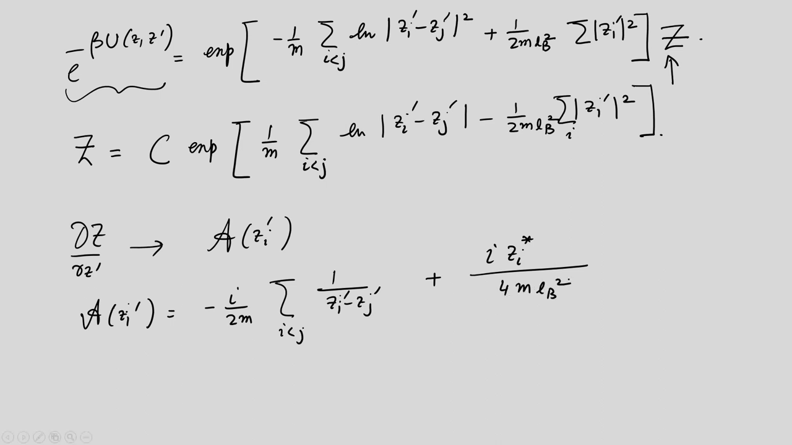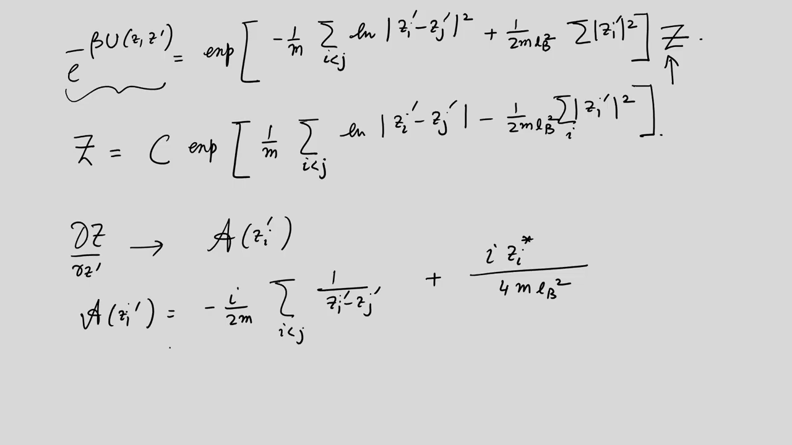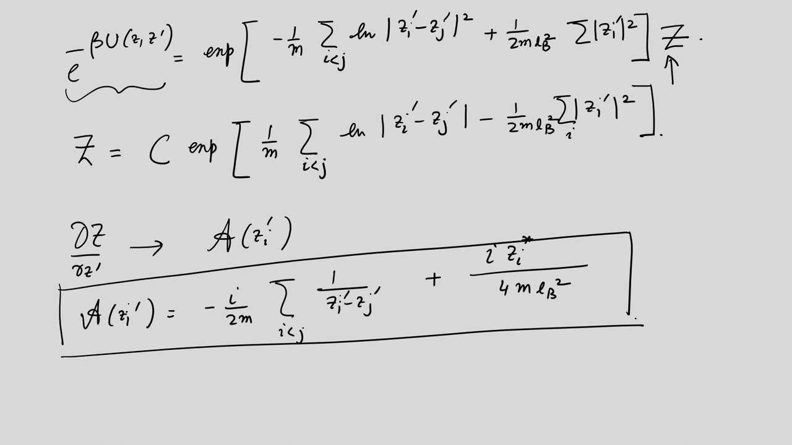You see, there is a zi prime mod square. So, if you take a derivative with respect to zi, you are left with a zi star. So, that's the zi star. So, this is the Berry connection that we wanted. And what do we do with the Berry connection about the topological properties? We'll take it in the parameter space.